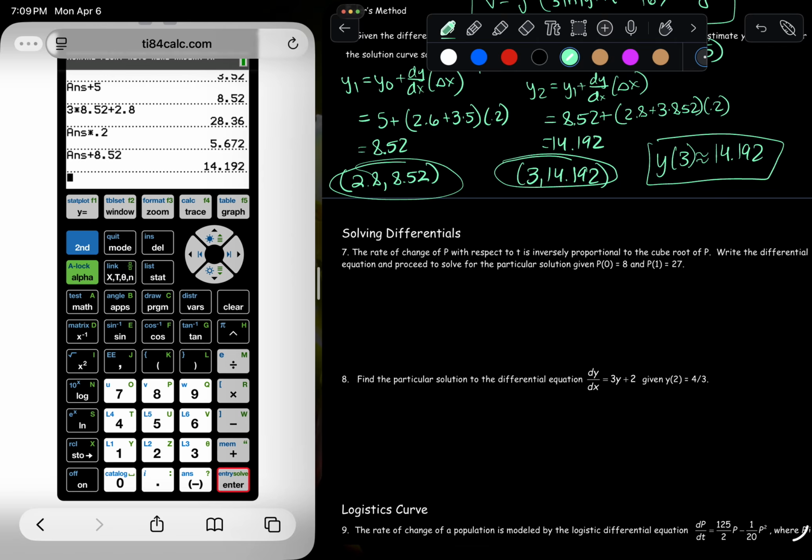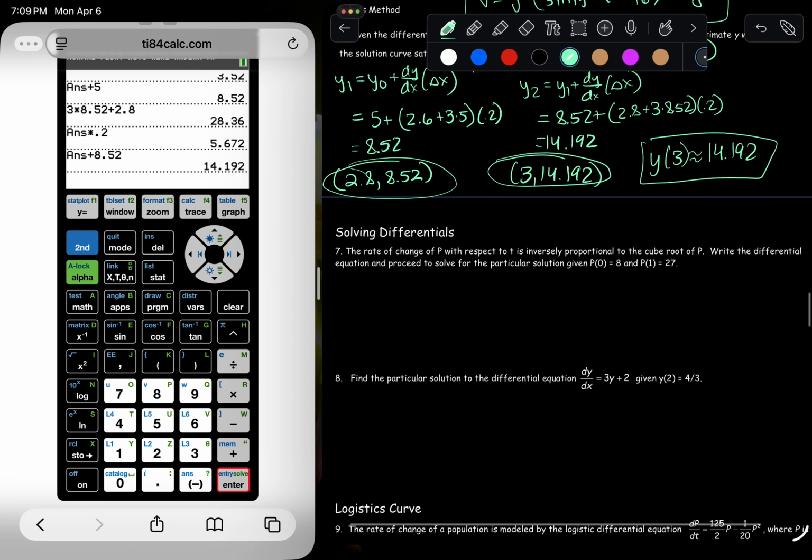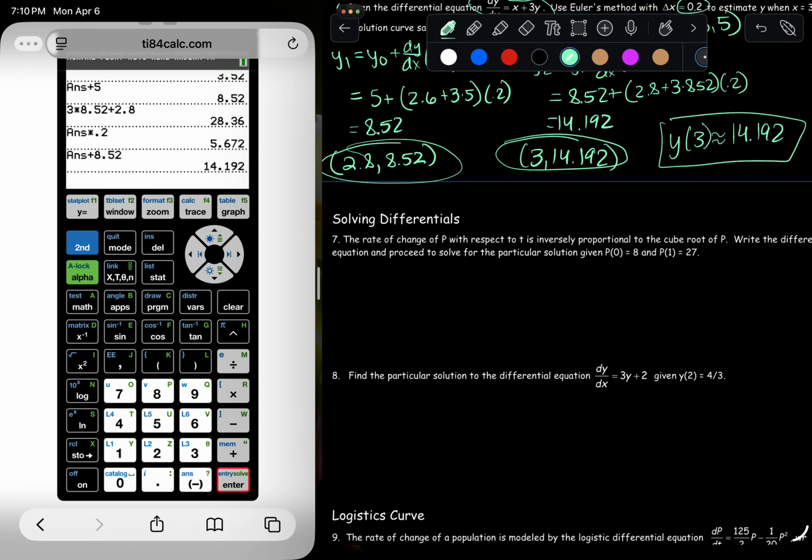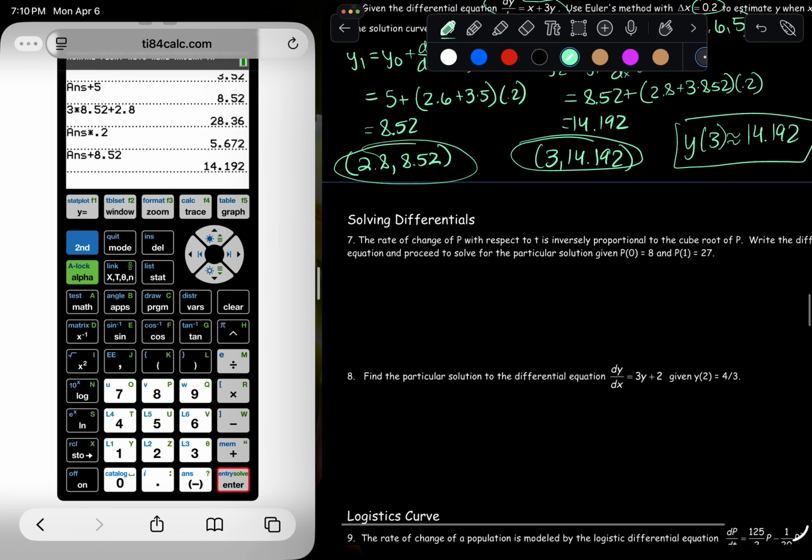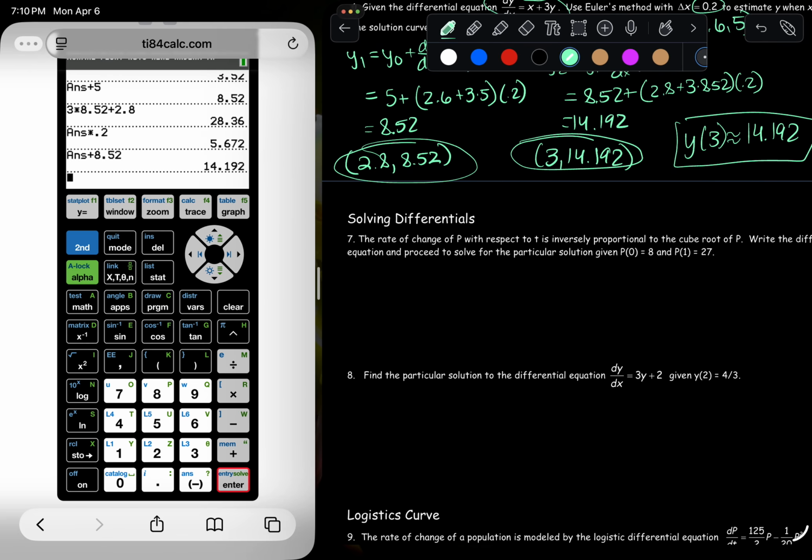All right, so solving differentials, we have time for a little bit more. Solving differentials: the rate of change of p with respect to t is inversely proportional to the cube root of p. Write the differential equation and proceed to solve for the particular solution given p of 0 is equal to 8 and p of 1 is equal to 27. So the first thing that you want, this is separation of variables.